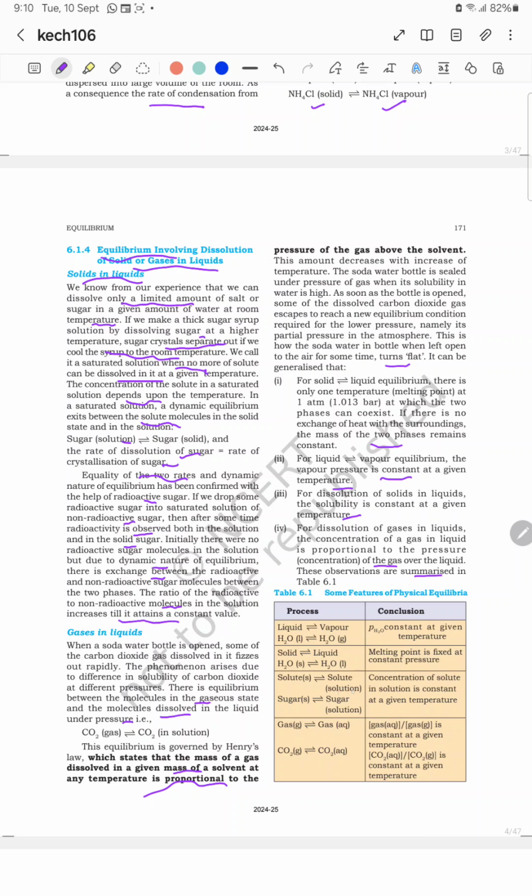Solid to solute in solution: the concentration of solute in solution is constant at a given temperature. Then gas to aqueous: the concentration of gas in the aqueous phase upon gas in the gas phase is constant at a given temperature. CO2 aqueous upon CO2 gas is constant at a given temperature.